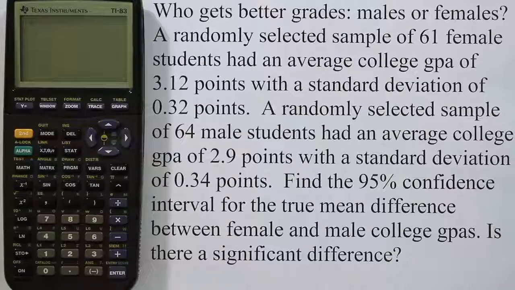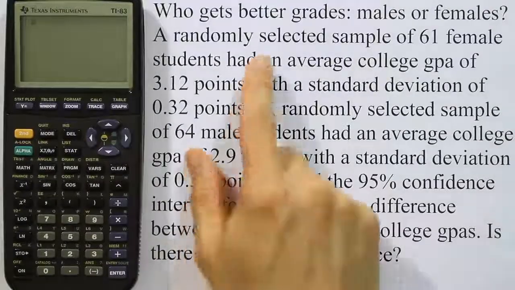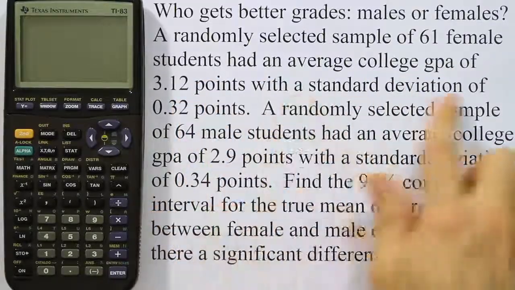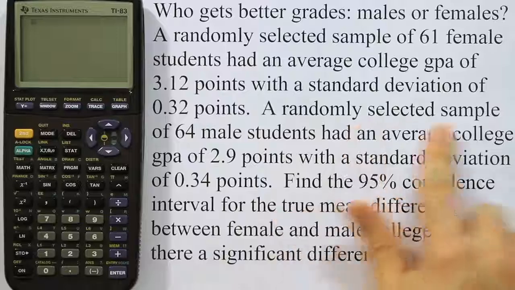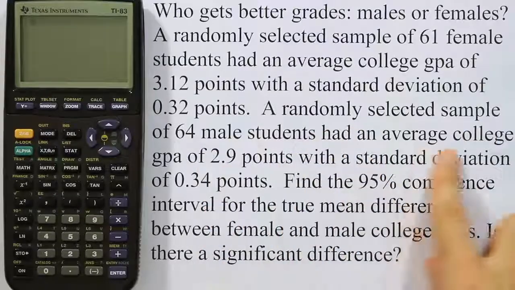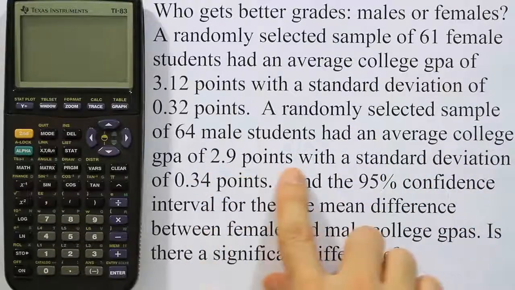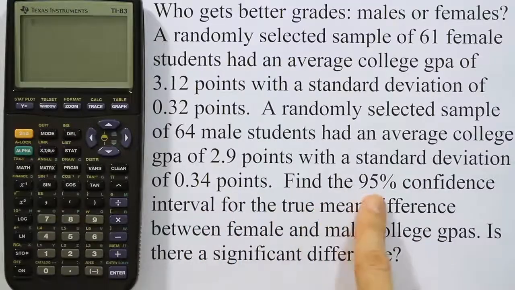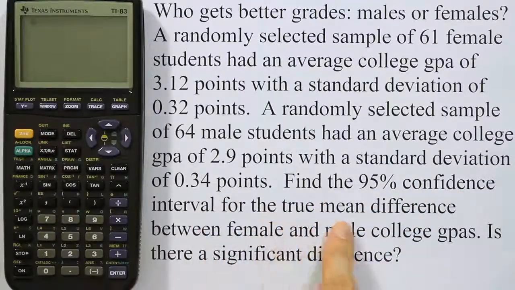Who gets better grades, males or females? A randomly selected sample of 61 female students had an average college GPA of 3.12 points with a standard deviation of 0.32 points. A randomly selected sample of 64 male students had an average college GPA of 2.9 points with a standard deviation of 0.34 points. Find the 95% confidence interval for the true mean difference between female and male college GPAs.